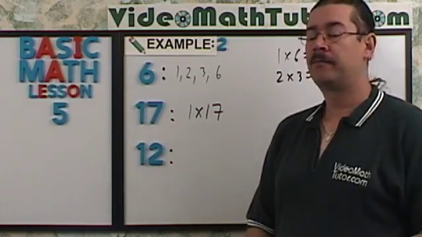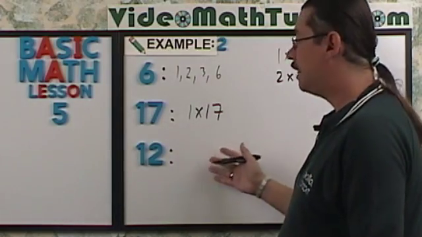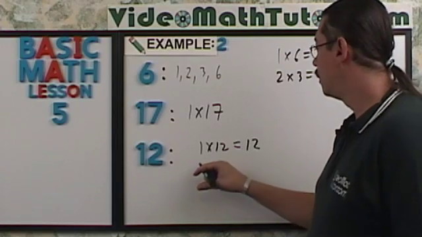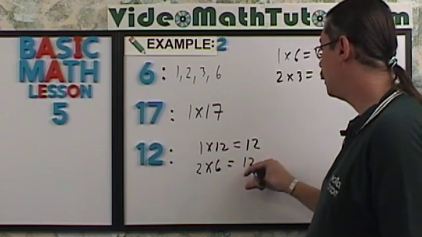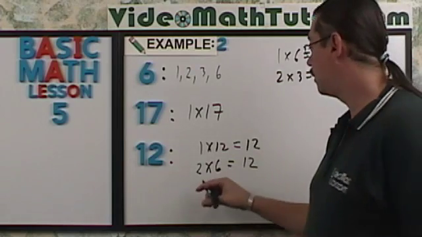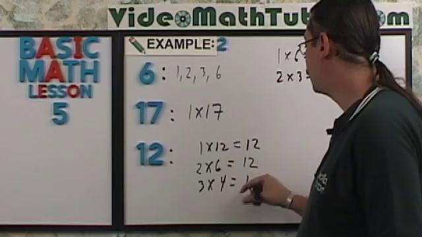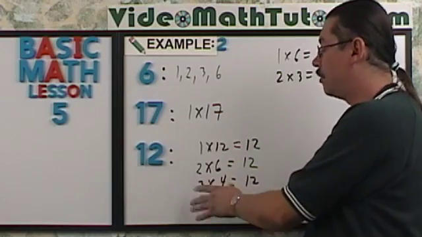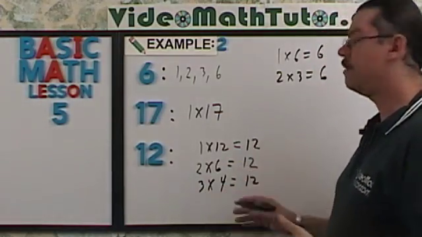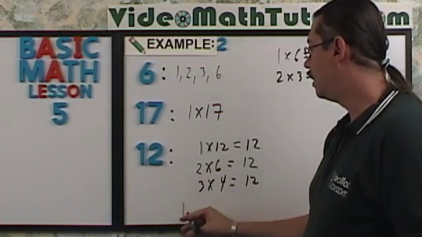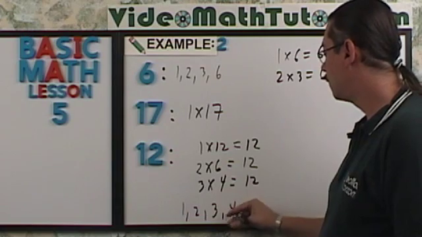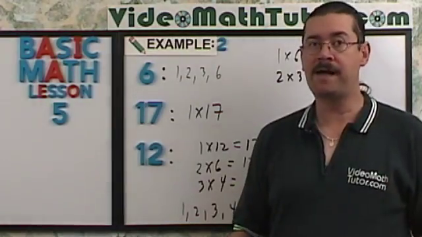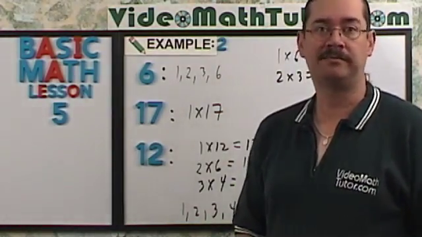What about 12? There's a number of things you can do to get 12. 1 times 12 is 12. You can also do 2 times 6 is 12. And 3 times 4 equals 12. And you can also just switch these around: 12 times 1, 6 times 2, 4 times 3. So there's quite a few factors. How many are there? There's 1, 2, 3, 4, 6, and the number itself, 12. Because it has 3 or more factors, 12 is considered composite.